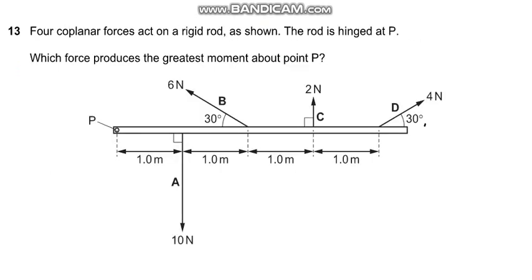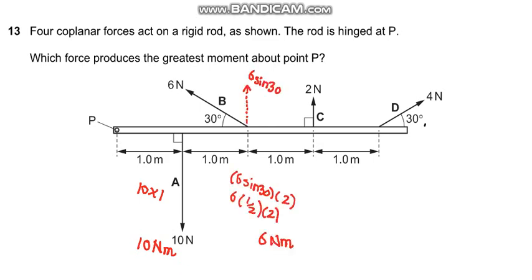Question number 13 says that four coplanar forces are acting on a rigid rod as shown. Which force produces the greatest moment about point P? Let's find moment about each point A, B, C, and D. At A it's 10 Newton meter, 10 into 1.